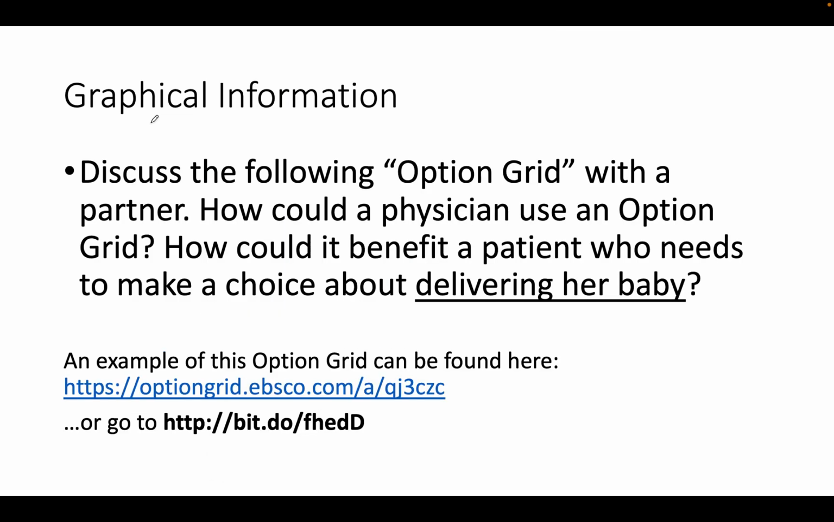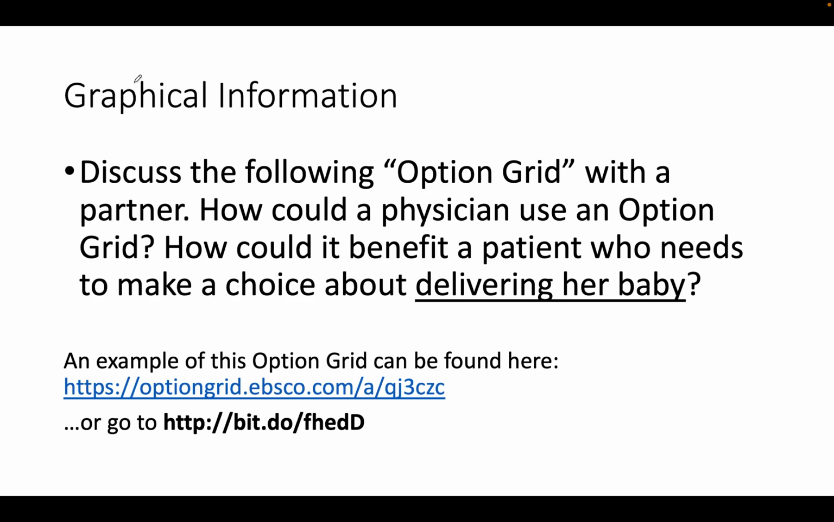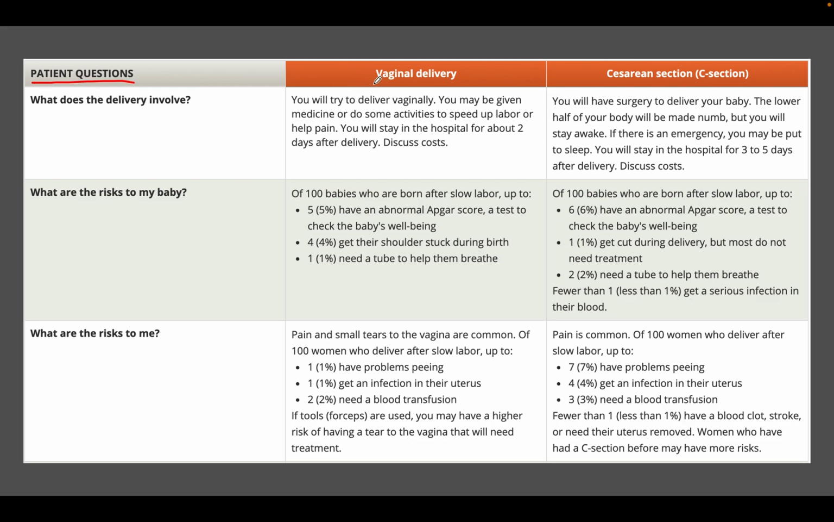The following is what we call an option grid. An option grid is a way of anticipating patient questions and answering those questions step by step. In this case, the woman is trying to decide vaginal delivery or C-section. An option grid breaks down common patient questions. And actually, there are more questions that I didn't include on this slide. For example, what are the risks to my baby?